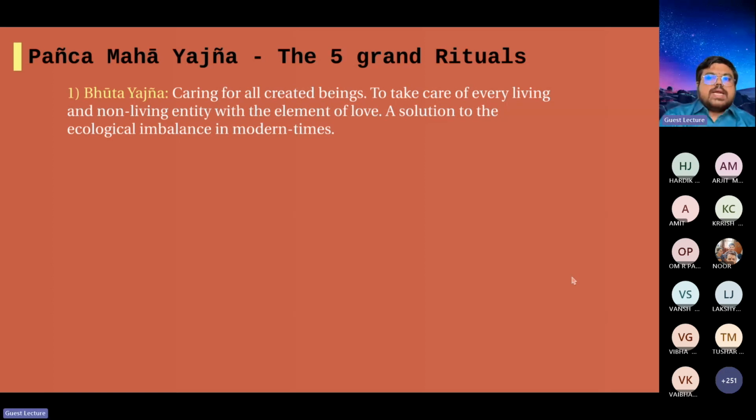Caring for all created beings. Take care of every living and non-living entity with an element of love. A solution to the ecological imbalance in modern times is this Bhuta Yajna. Okay, caring for living elements, you might understand. What do you mean by caring for non-living elements? For example, you consider granite. We destroy mountains and mountains and mountains to get our stone. Is that necessary?